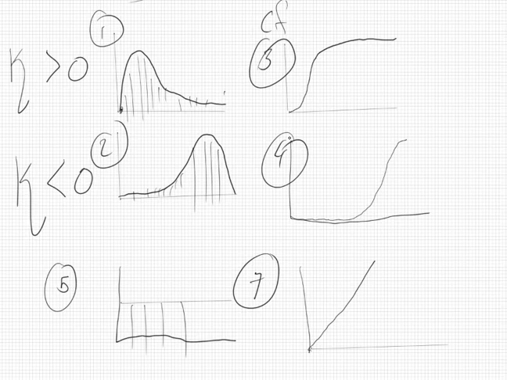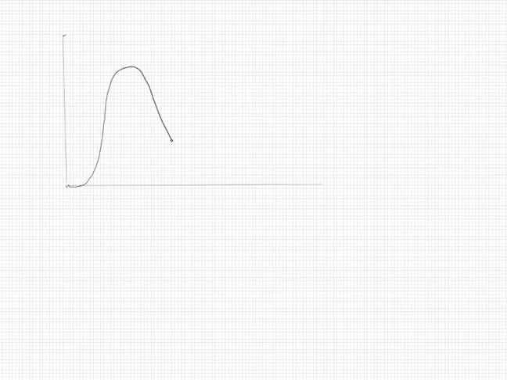So number 6 is the bimodal histogram. So we know how the bimodal one looks like. It has 2 modes. But how would the cumulative frequency curve look for this? And it's a bit more complicated.